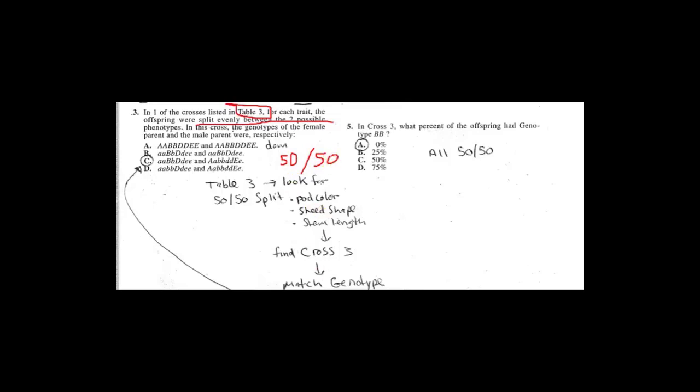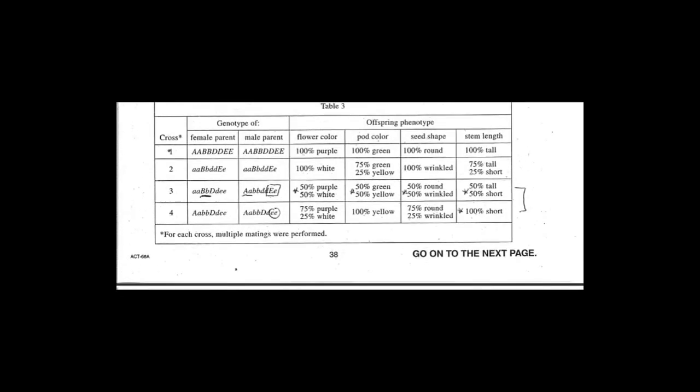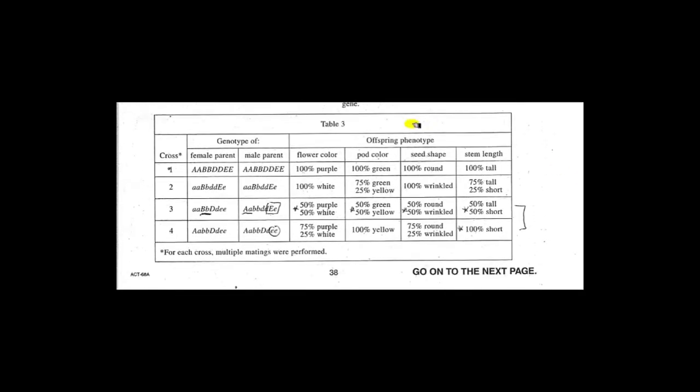So let's go to Table 3 and see which one is an even split between the phenotypes. Here's Table 3, and if you look here, here is the phenotype, and we need to find a 50-50 split. So look over here, 100, 100, 100, that's not that. 100 there, 100 there, that's not 50-50, nor is 75-25. 50-50 split here, 50-50 split here, 50-50 split here, evenly split.